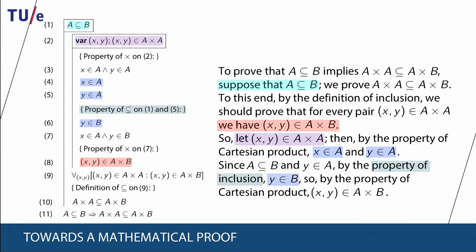First, we combine the fact that A is included in B, which was stated as an assumption earlier in the proof and is still valid, and the fact that y is in A to conclude by the property of inclusion that y is in B. Then, we combine the facts that x is in A and y is in B to conclude by the property of Cartesian product that the pair x, y is in the Cartesian product of A with B. The proof is now complete.